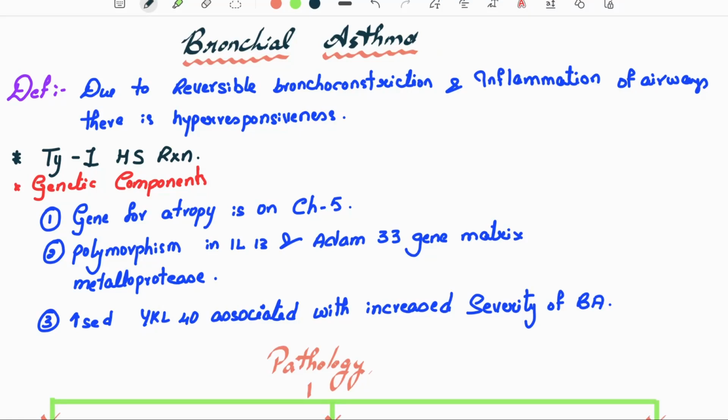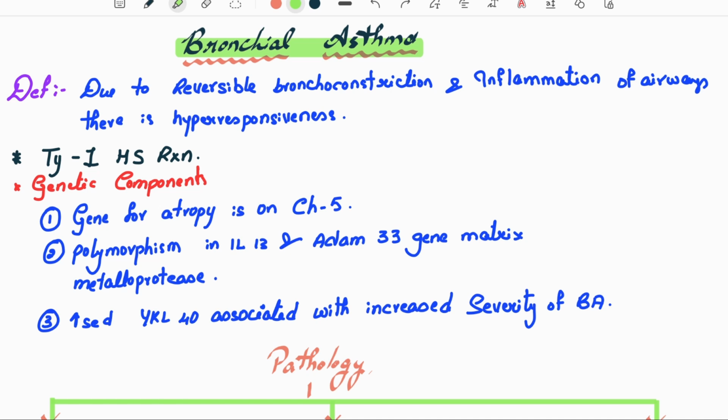So today we are going to discuss an important topic called bronchial asthma. It is a very important topic which comes under the obstructive lung diseases. In the previous classes I discussed emphysema and chronic bronchitis in a very easy manner. If you didn't see the videos, please go back and see them first. Okay, let's start the class.